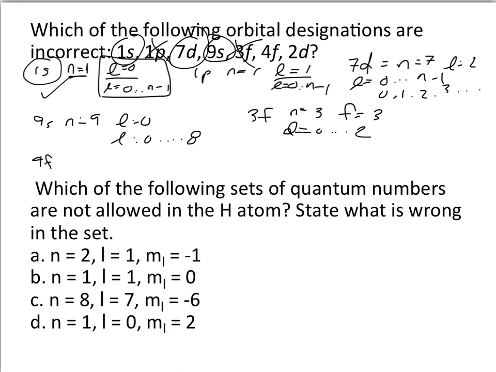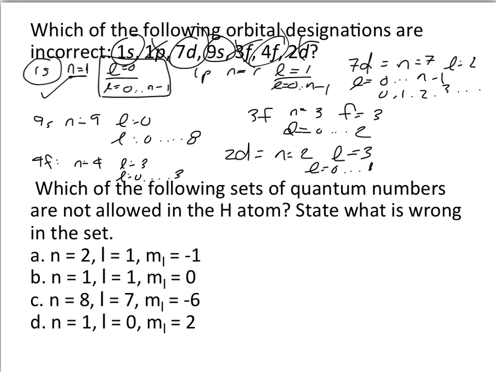Let's see, 4f, let's look at this. n equals 4, L equals 3. L is equal to 0 and everything between up to 3. So 4f is acceptable. And last but not least, let's do this 2d example. 2d, n equals 2, L equals 2. L is equal to 0 all the way up to n minus 1. In this case, that would only be up to the p orbital, up to 1. So 2d is not an option.